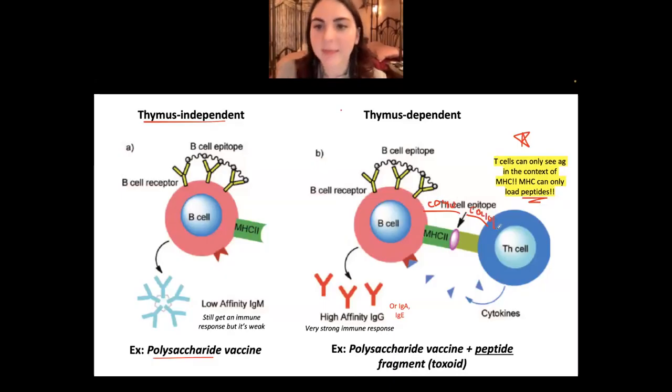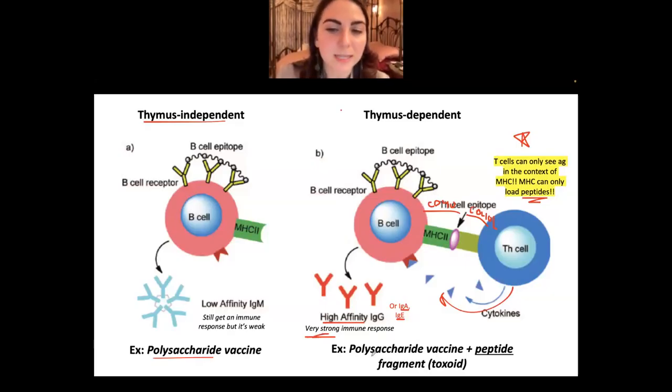Okay. And then the T cell, once we have signal 2, is going to secrete cytokines. So then you're going to get very high affinity IgG, IgA, IgE, depending on what it's secreting. But it's going to be a very, very strong response. And this is what I'm talking about.